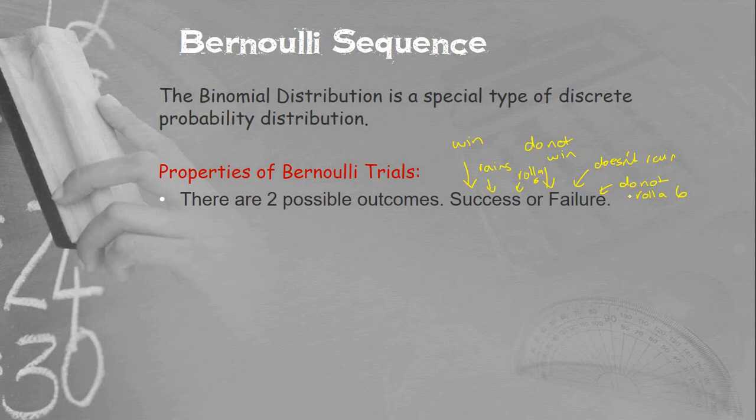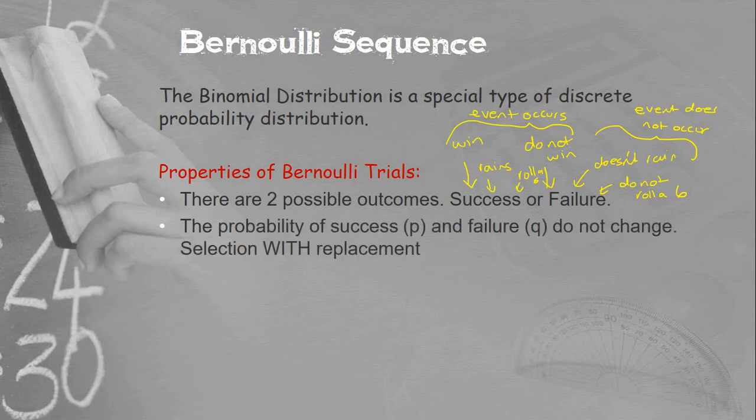So success and failure, it's either that the event occurs, which is success. Generally what we're saying here is that our event that we're interested in actually occurs, it happens, and our failure is when our event does not occur. Alright, so that's our first property we look for that indicates to us that perhaps we are seeing a Bernoulli trial, perhaps we can use the binomial probability distribution.